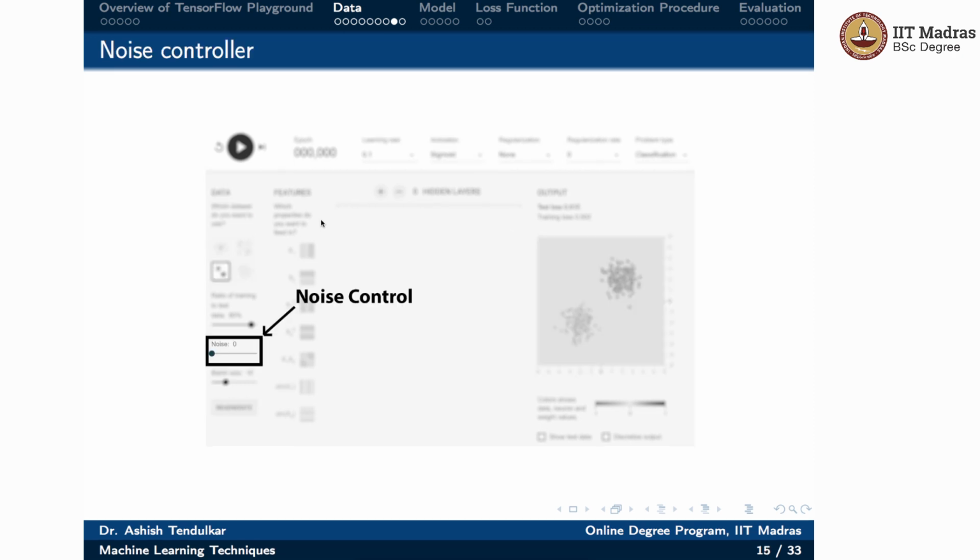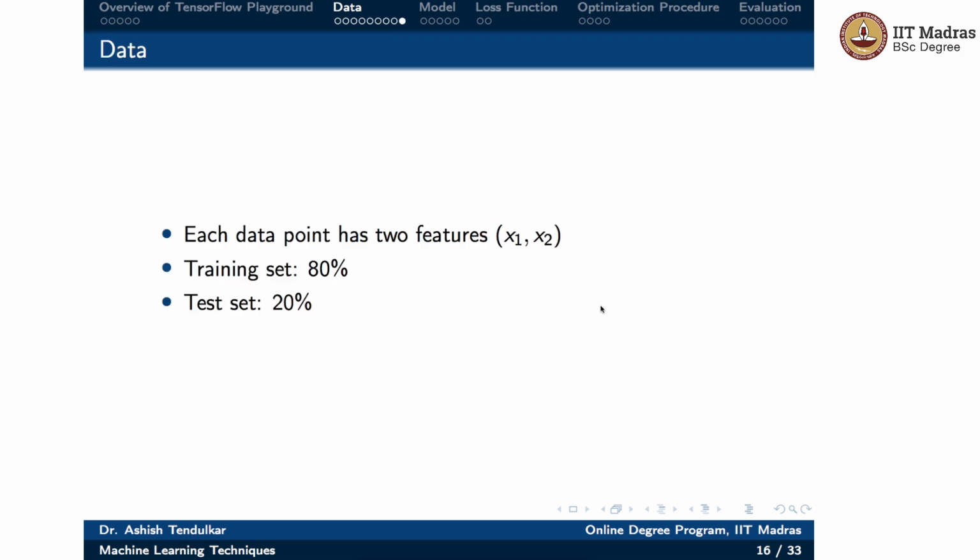We can also control the noise in the training set. If you increase the noise, the training points start getting distributed across classes. So there will be some kind of noise. The points from the positive class will appear in the area that predominantly belongs to the negative class and vice versa. Each data point has two features, x1 and x2. We will typically set 80% examples as training and 20% examples as test, which is a general way of distributing the training examples in machine learning.